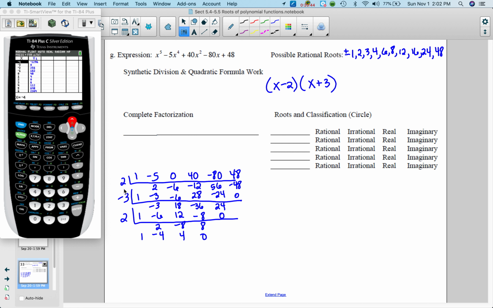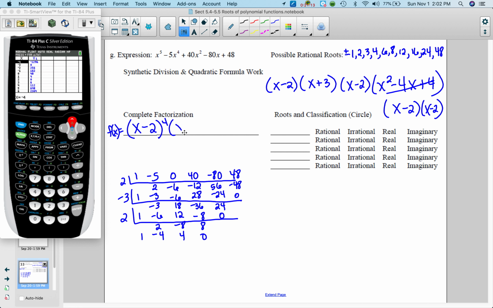It worked. Okay, so you just have to try something again. So that means I have another factor of x minus 2, and now what's left? I have x squared minus 4x plus 4, and I believe that is factorable. X minus 2 times x minus 2, you can do with a diamond problem. So then we end up with f of x equals x minus 2, we got 4 factors of those, times x plus 3. So we have 2 with a multiplicity of 4, and we have -3. Both are rational, both are real.